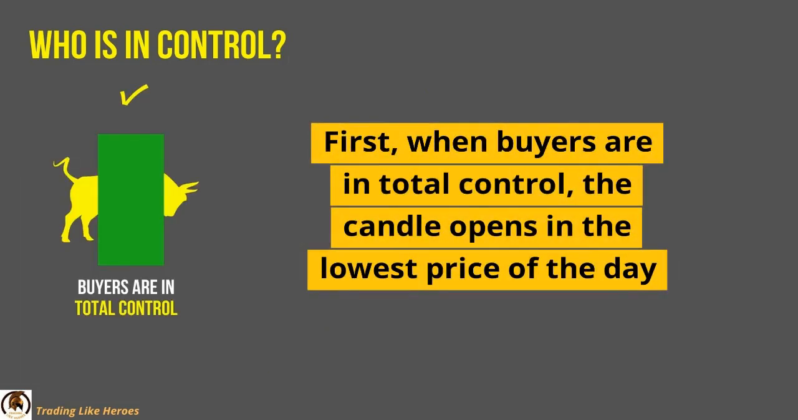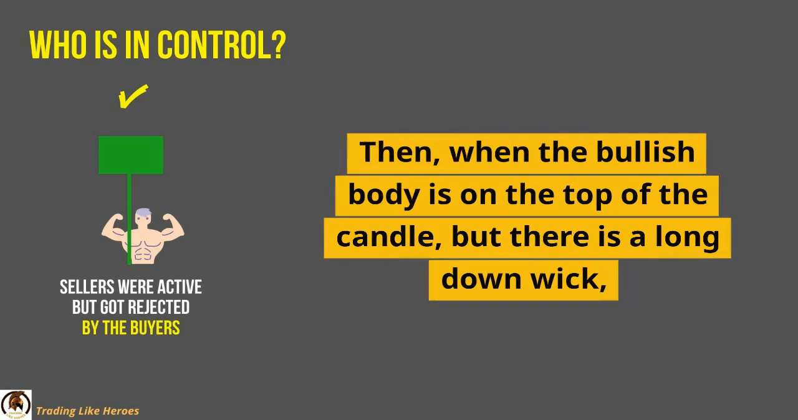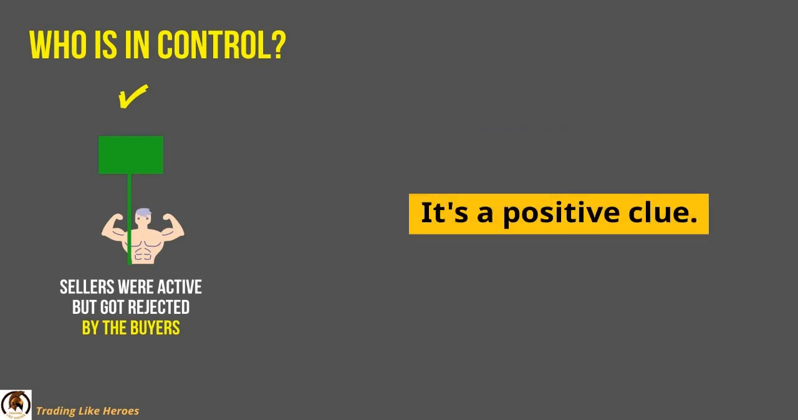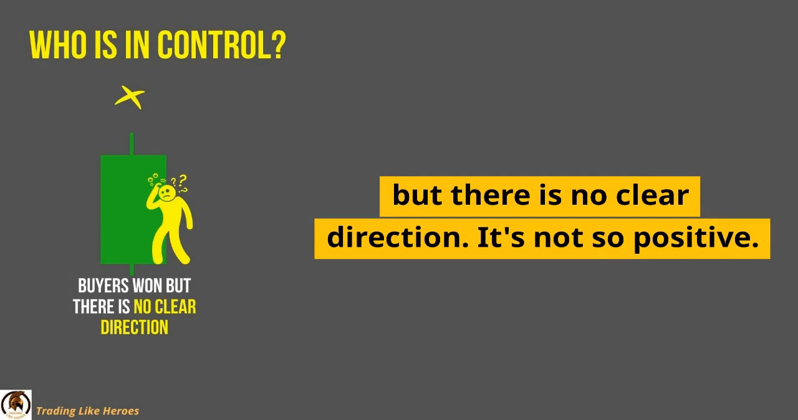First, when buyers are in total control, the candle opens at the lowest price of the day and closes at the highest price. There is no wick. Then, when the bullish body is on the top of the candle, but there is a long down wick, it means that sellers were active but they got rejected by the buyers. It's a positive clue. Third, when there are wicks under and above the body, the buyers won but there is no clear direction. It's not so positive.